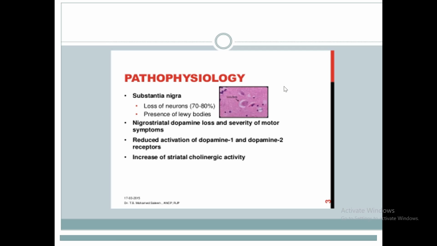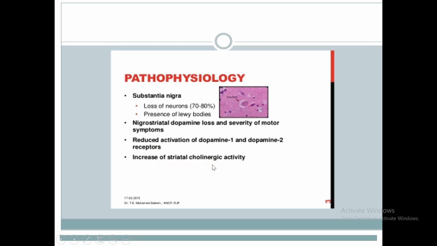For example, in Parkinson disease, there is degeneration of nigrostriatal pathway leading to slowness of movements. And if there is dysfunction of cerebellum, it will cause ataxic movement. Now we will discuss the main movement disorder, the well-known movement disorder called Parkinson disease.